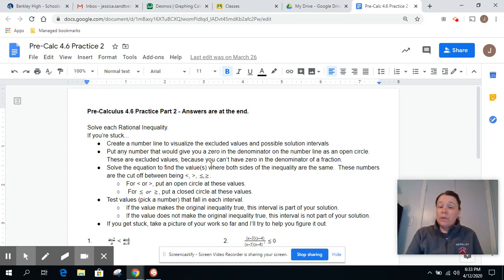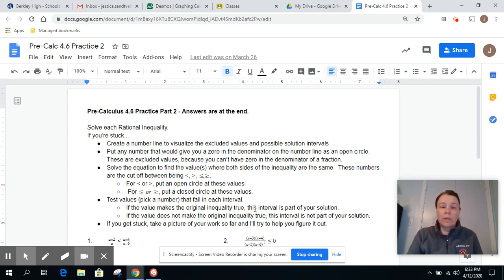Put any number that would give you 0 in the denominator as an open circle. They're excluded, right? Solve the equation. So everything that we just talked about: open circles if it's less than or greater than, closed circles if it's less than or equal to or greater than or equal to, and then test values. I put that all in the instructions here for your homework.